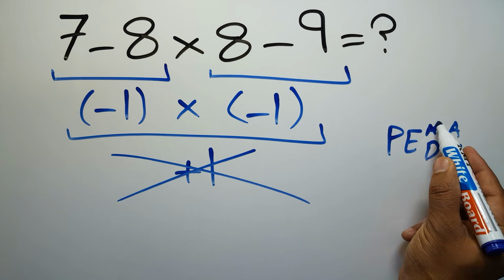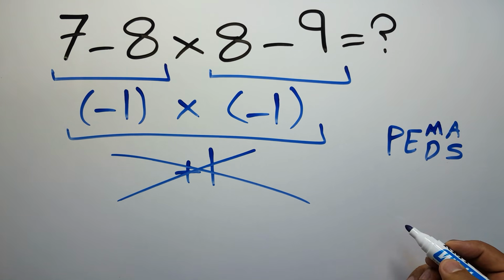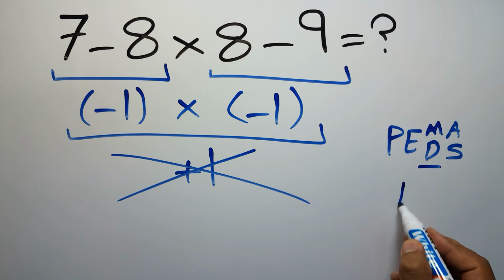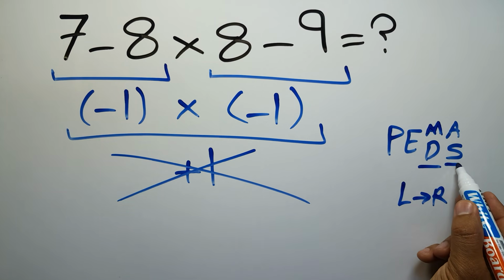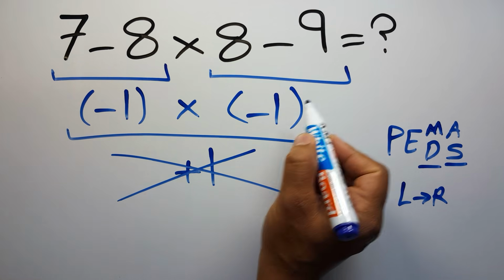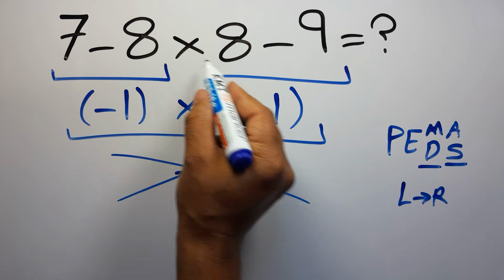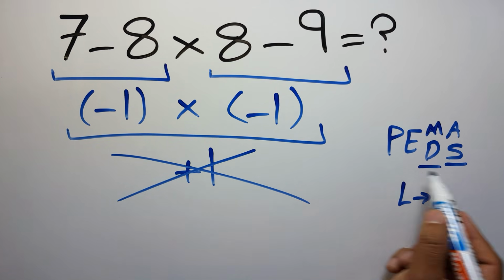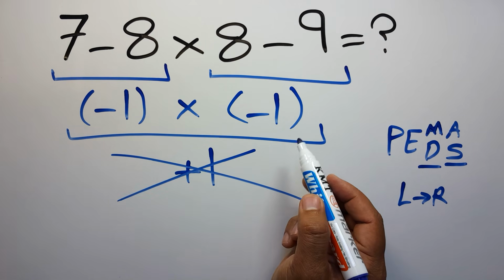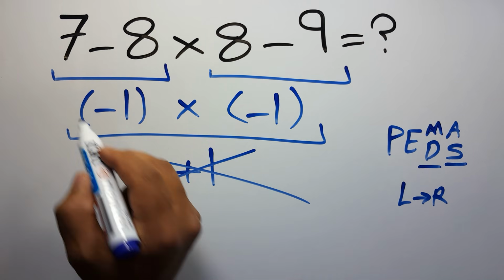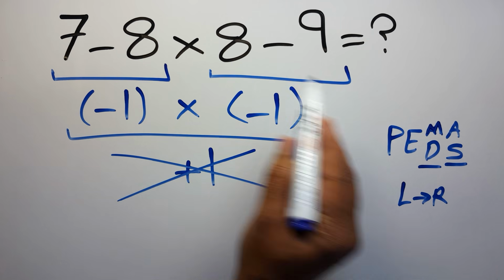Remember that multiplication and division have equal priority and we have to work from left to right. And the same applies to addition and subtraction. In this expression, we have two subtractions and one multiplication. According to PEMDAS, multiplication has higher priority than subtraction. And when we have more than one subtraction in an expression, we have to work from left to right.